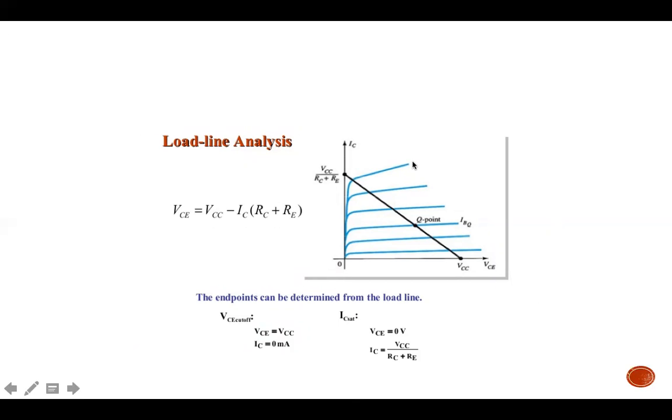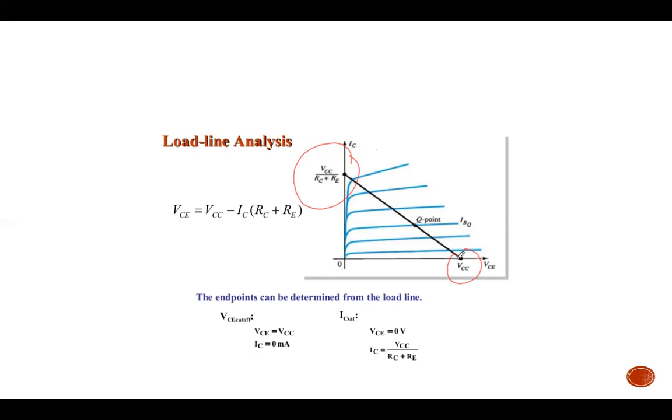The difference between the emitter bias configuration and the common emitter configuration is that, looking at the DC load line, this one is the same: the intercept over here is the same, VCE equals VCC. However, this one is different from the common emitter configuration. Based on this equation, the endpoints can be determined from the load line.